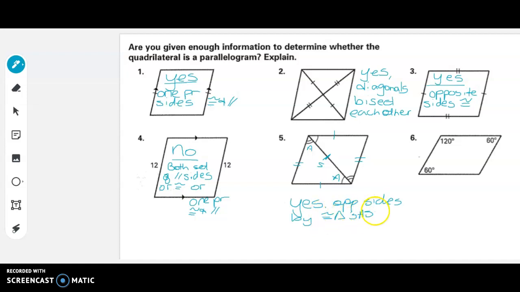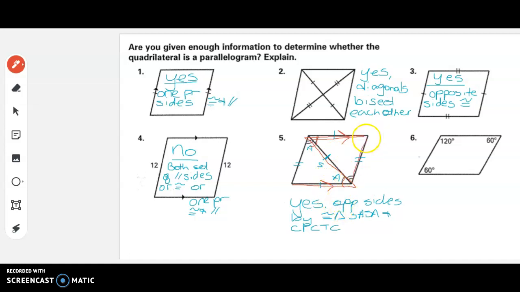Actually it was angle, side, angle, and CPCTC, corresponding parts of congruent triangles are congruent. Okay, if I choose a different color, I could also say, okay, here, here, and here. Those are alternate interior angles. Alternate interior angles mean I have parallel lines.